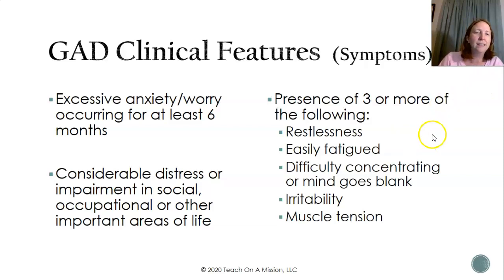Perhaps they are restless. They are easily fatigued. They have difficulty concentrating. Their mind goes blank. Maybe they're irritable. Maybe they have muscle tension. They are unable to control the worry. It might keep them up at night. So all of these different things, again, just pick a few of these to write down. This is what separates out general anxiety disorder from simply someone who's having an anxious moment.